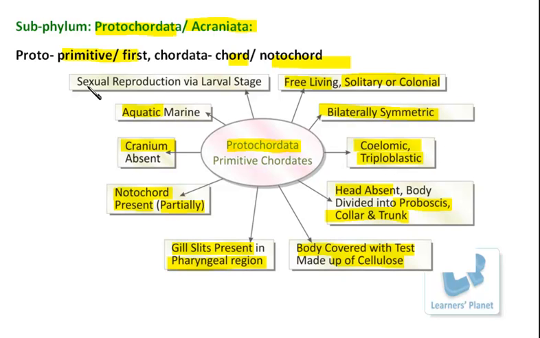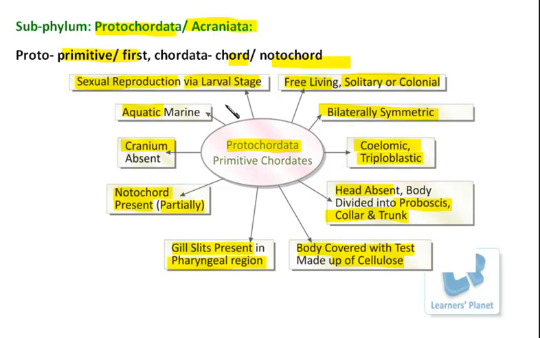Besides this, these organisms reproduce by the sexual mode. That means, of course, they reproduce by fertilization, that is, by the fusion of male and female gametes, and the development in these organisms is indirect. That means the life cycle has a larval stage too, right? The adult stage is not obtained immediately after the fertilization or after the embryonic stages, but rather they pass through the larval stage also. So this is another important point regarding the protochordates.